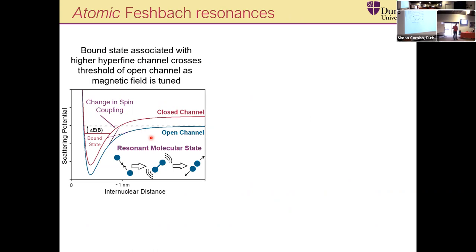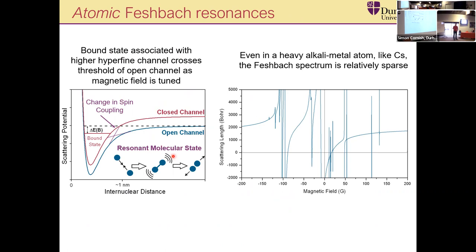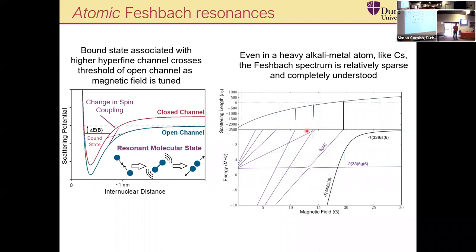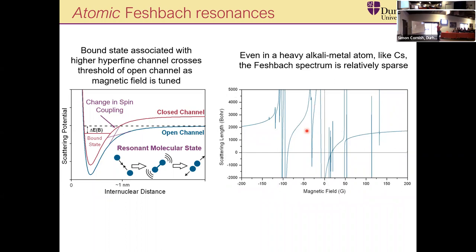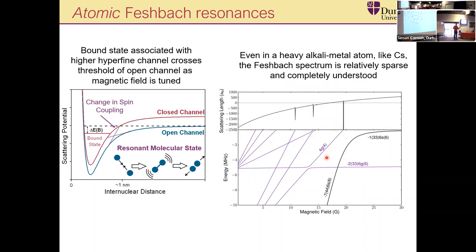I explained last time this idea of an atomic Feshbach resonance, and I showed you this. This is the Feshbach spectrum of cesium. I'm showing it again to emphasize two things. Firstly, that although it looks complicated, in practice, it's actually relatively sparse. The resonances are well defined and quite well separated. As I also showed you, it's completely understood in terms of two-body physics. We understand where these resonances come from, the bound state spectrum.